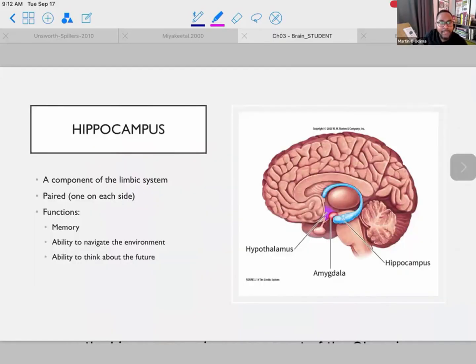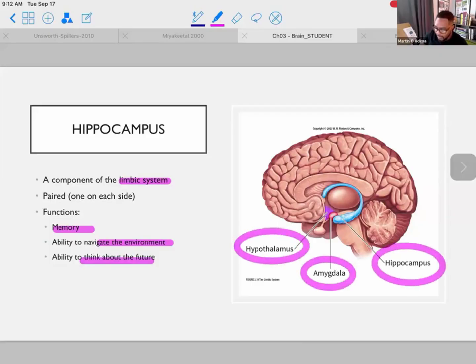So the hippocampus is a component of the limbic system. It's paired, one on each side of the brain, and some of its functions are memory, the ability to navigate in the environment, and to also think about the future. We have the hypothalamus right here, the amygdala, and the hippocampus. And remember, those are part of the limbic system as well.